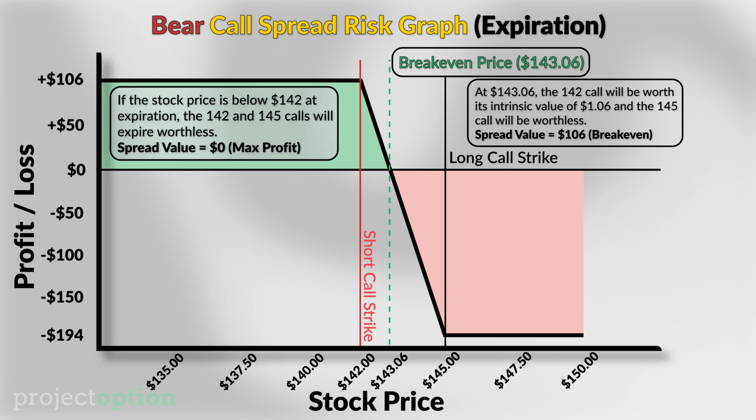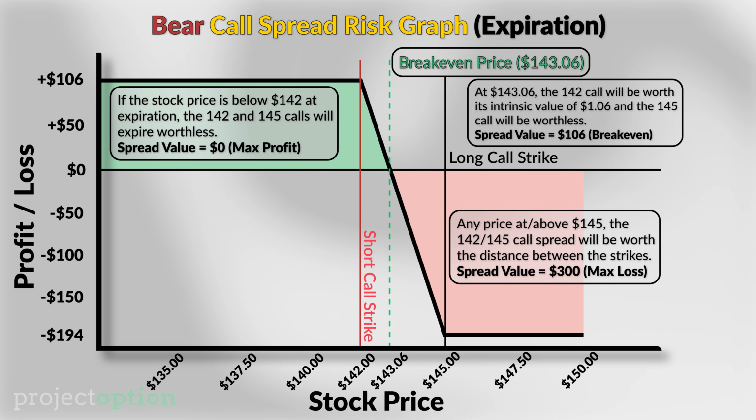No profit, no loss. Now, if the stock price is at or above the upper strike of 145, the call spread will be worth its maximum price of $3 because the strike width is $3. And again, we have to multiply these figures by 100 to get their actual values. So if I short the spread for $106 and it appreciates to a value of $300, I will lose $194.